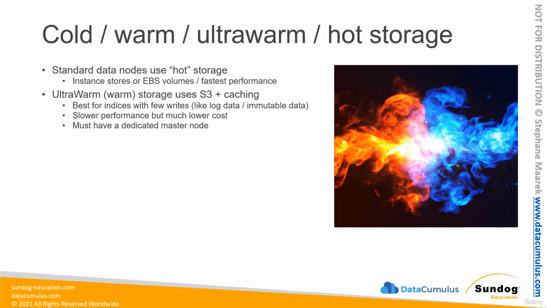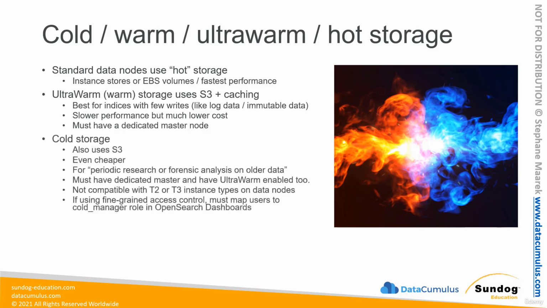Ultra-warm storage is best for indices that don't have a lot of writes going to them. So for things that are immutable, like log data, ultra-warm storage might be a good choice. It is slower performance, but it's much lower cost because you're using S3 instead of local storage. Now, in order to use ultra-warm storage, you need to have a dedicated master node. And in practice, you usually have 3 of them, but we'll talk about that more in a bit. You can't just have a standalone cluster without a master node if you want to use different storage types.